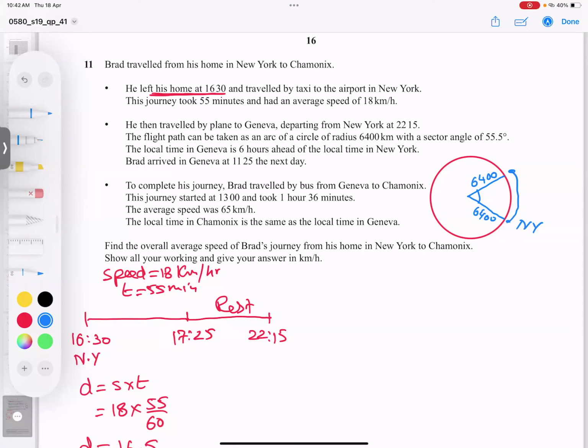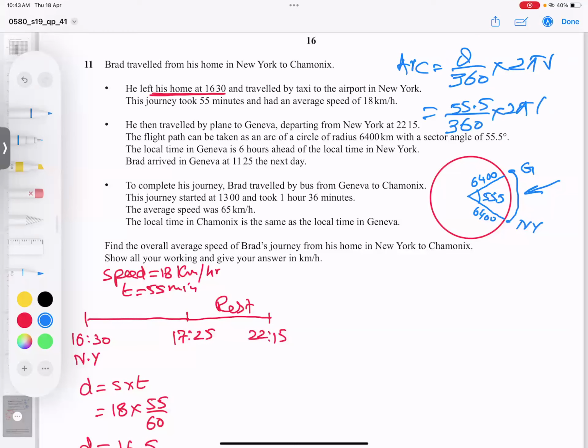So he reaches Geneva, and this is the distance traveled. How to get the distance traveled? The angle given is 55.5, so we'll use the arc length formula. What is the arc length formula, students? Theta by 360 degrees into 2 pi r. Theta is 55.5, and the radius is 6,400 kilometers. So I'm getting 55.5 over 360 into 2 pi times 6400. I am finding it now.